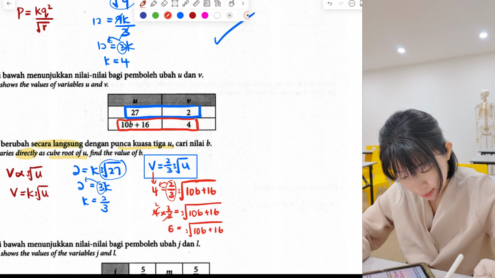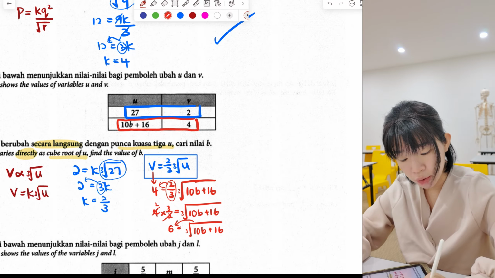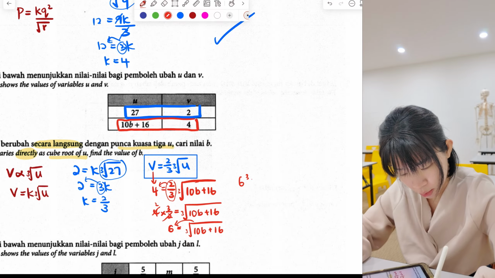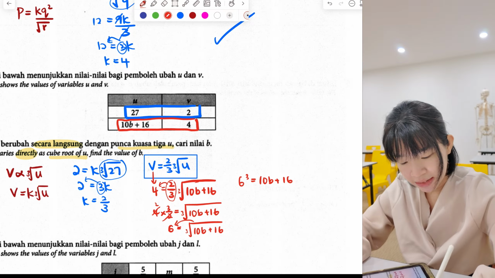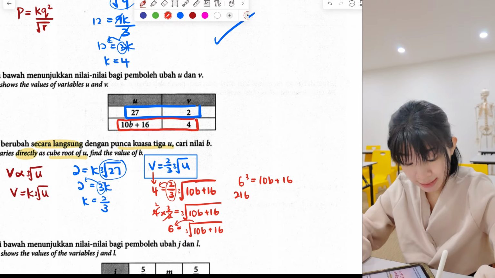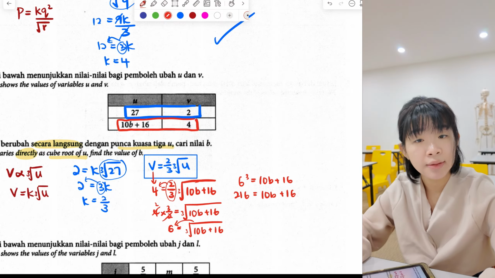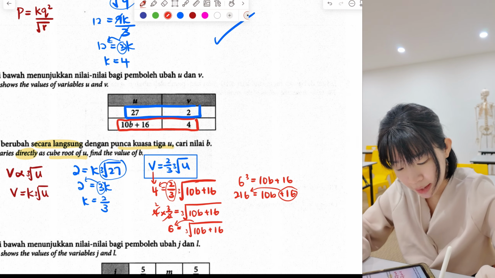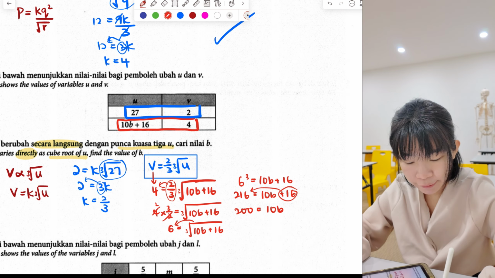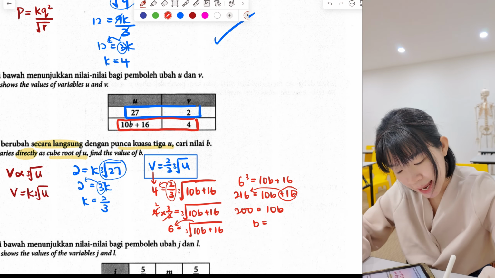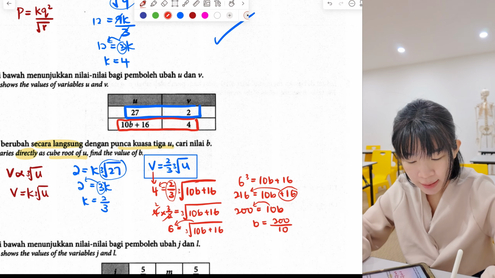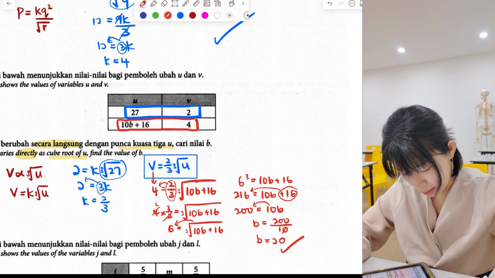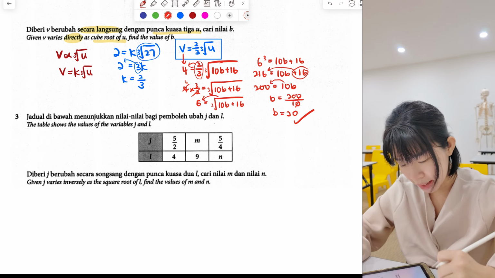So now to find B, the next thing to move will be the cube root. Cube root, punca kuasa 3, bring over, it will become cube. 6 cube equals 10b plus 16. 6 cube is 216 equals 10b plus 16. Next, bring the 16 over, becomes minus 16. 216 minus 16, so we are left with 200 equals 10b. So finally, B is how much? Bring the 10 over, becomes divide. 200 divided by 10. So B equals 20. Done.